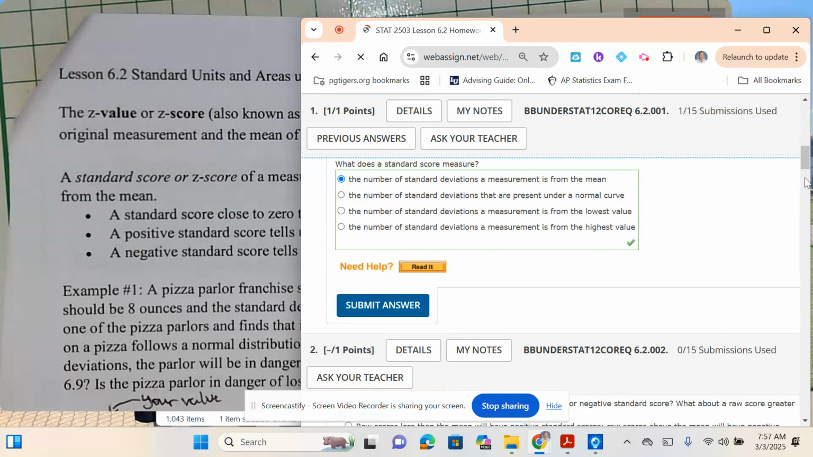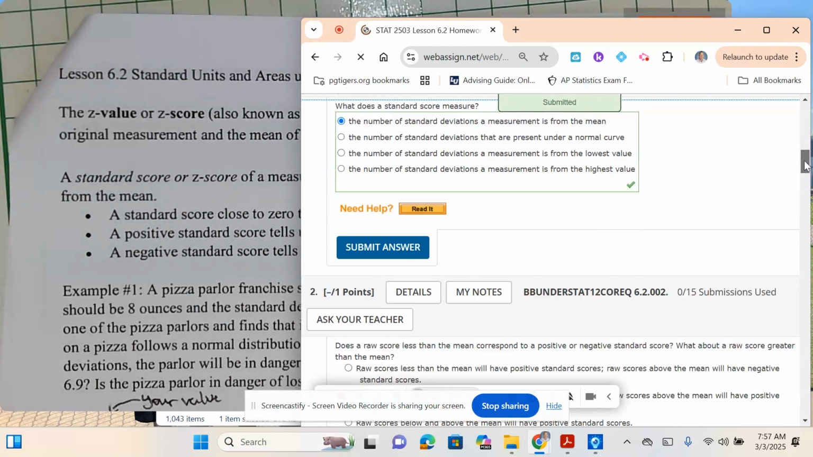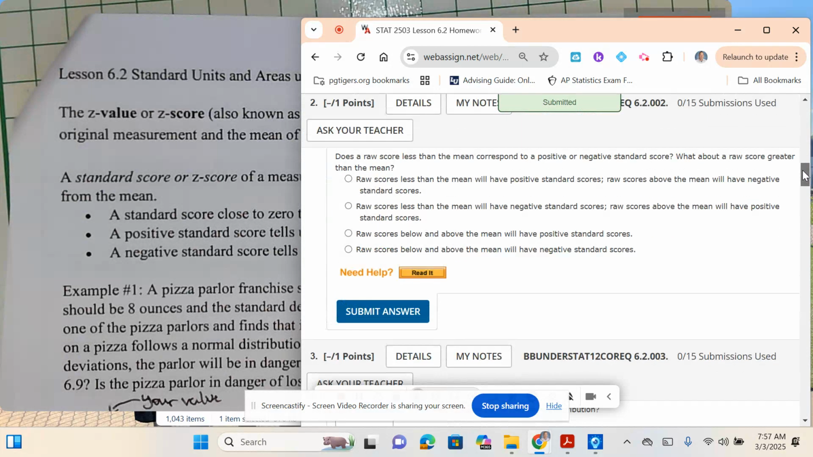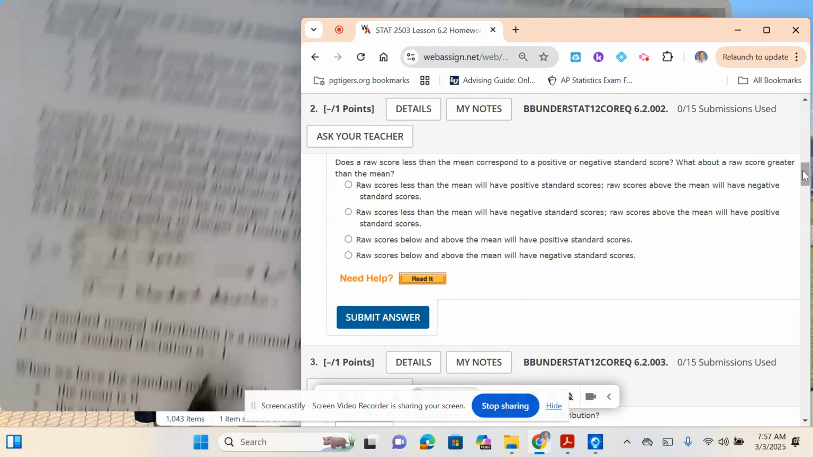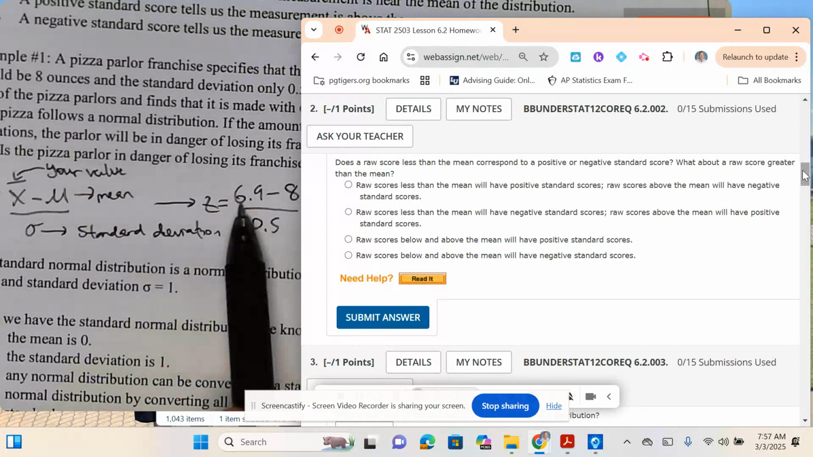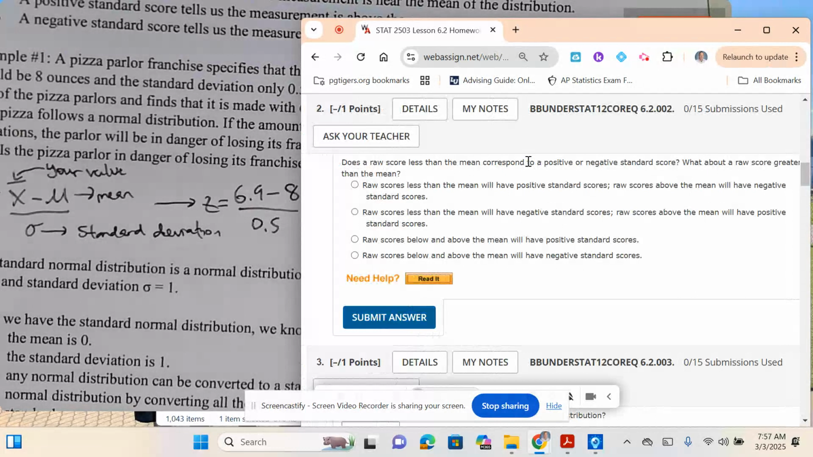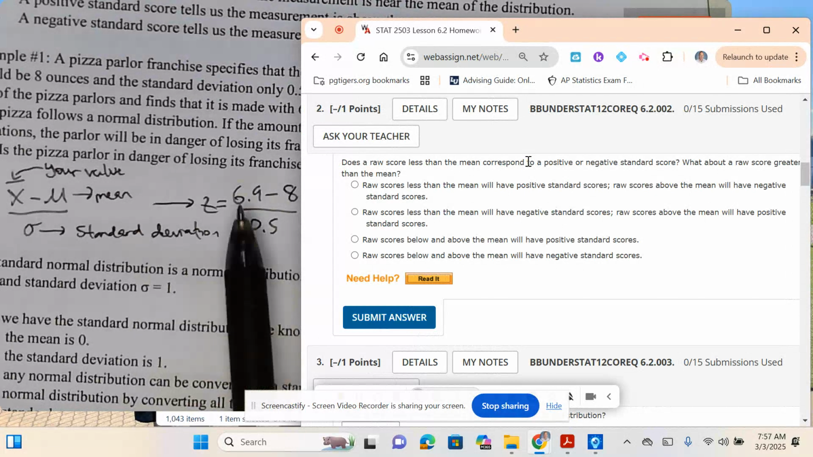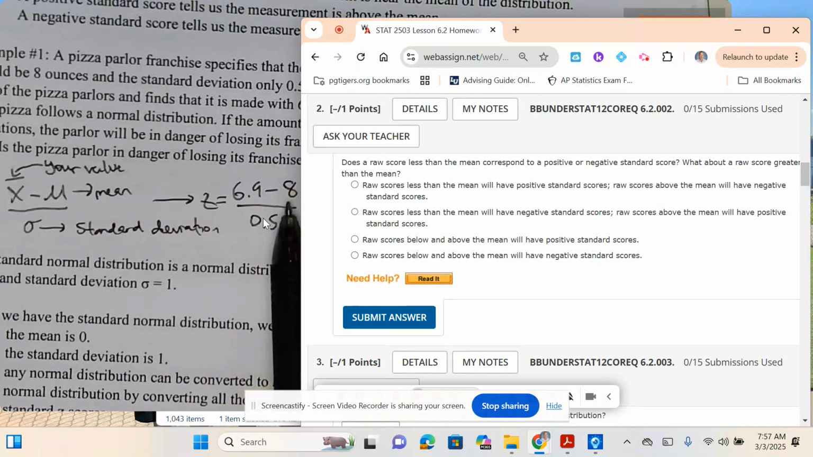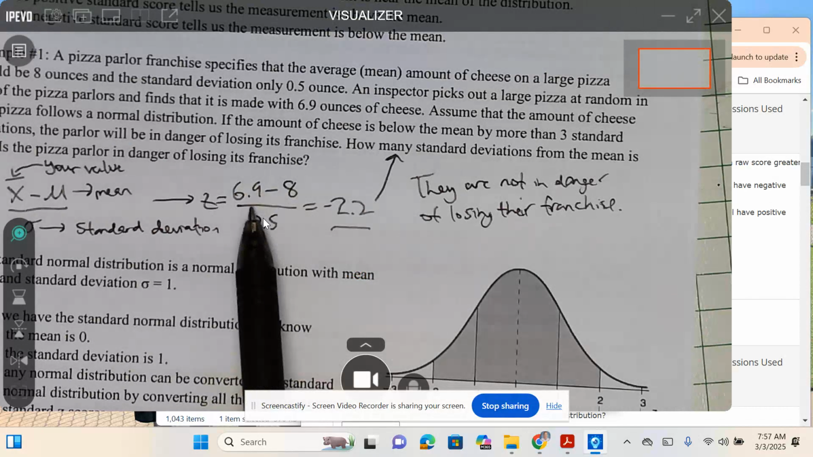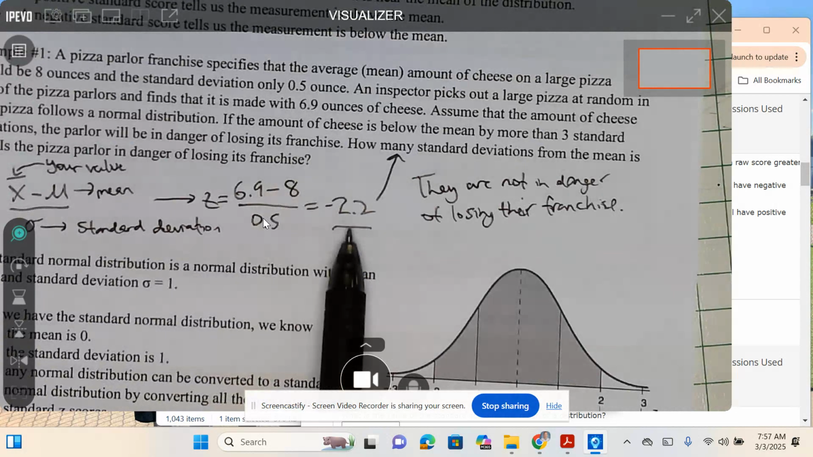Number 2, does a raw score less than the mean correspond to a positive or negative z-score? Now the raw score is the value that you have. Like in the notes, the raw score was 6.9. It's our value. What about a raw score greater than the mean? If your raw score is less than the mean, what's your z-score going to end up being?